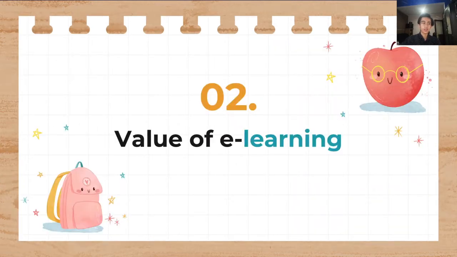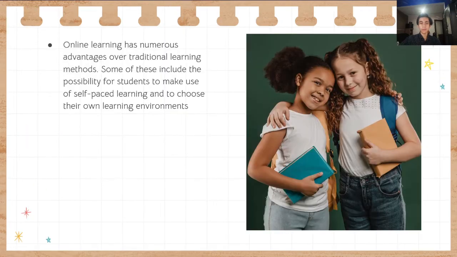And next, we're talking about value of e-learning. Online learning has numerous advantages over traditional learning methods. Some of these include the possibility for students to make use of self-paced learning and to choose their own learning environment. Additionally, e-learning is both cost-effective and cost-efficient, as it removes the geographical obstacle often associated with traditional classroom and education.